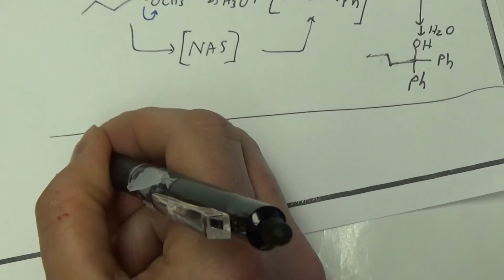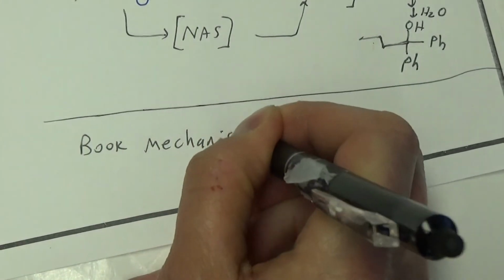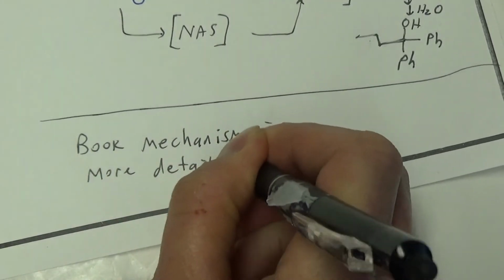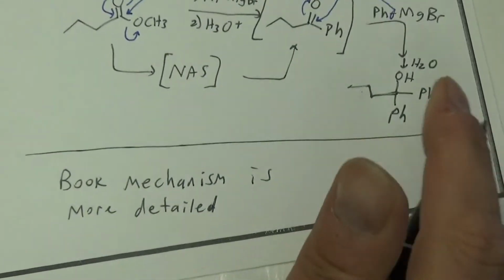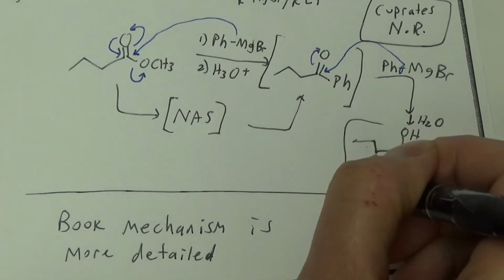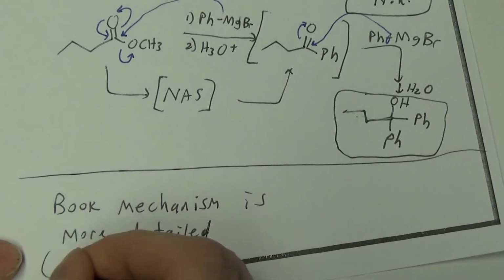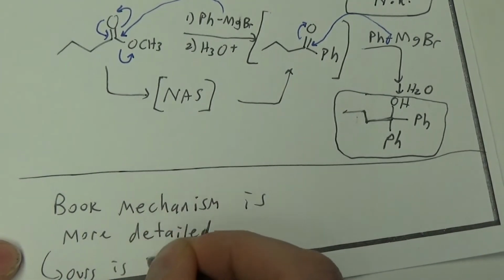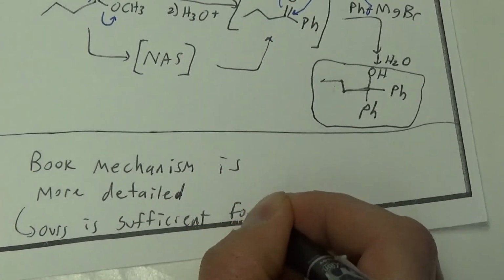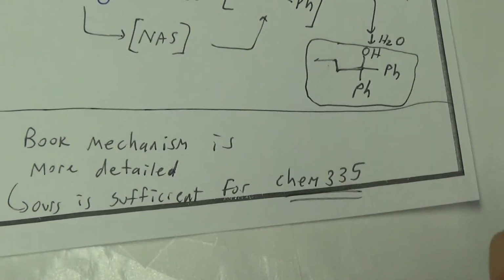I think the book's mechanism may go into more detail, and that's okay. We're not that interested in this reaction because we need to know the basic idea of the reaction, but the mechanism is not that exciting. So our mechanism is sufficient, at least for our class. Ours is sufficient for Chem 335. Okay.